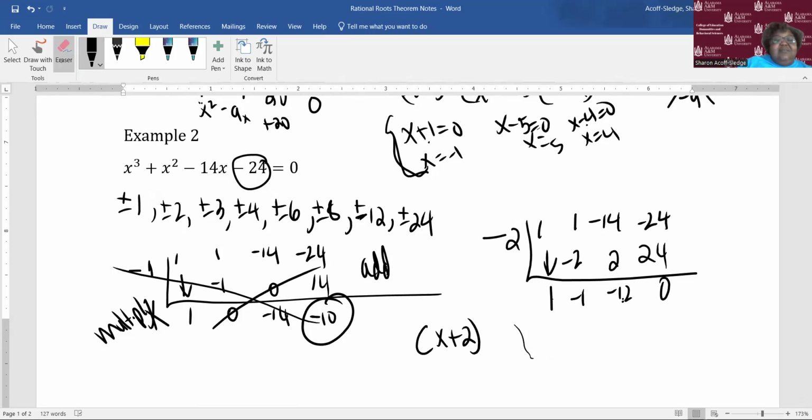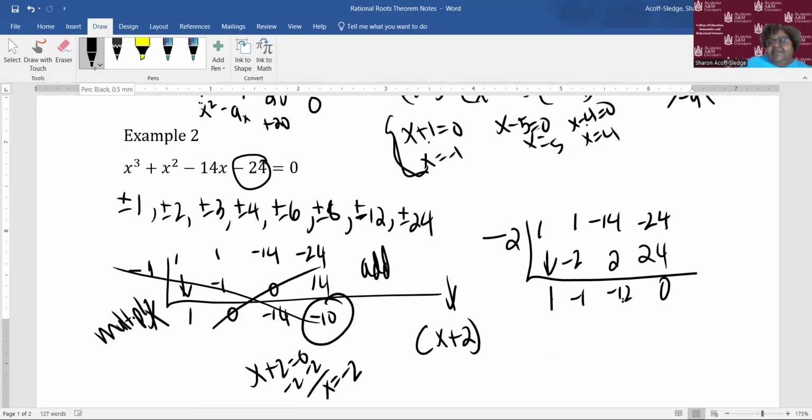Why did I change that to plus? Again, if I set this equal to 0 and subtract 2 from each side, I'll get a root of -2. So inside here, it needs to be the opposite sign.